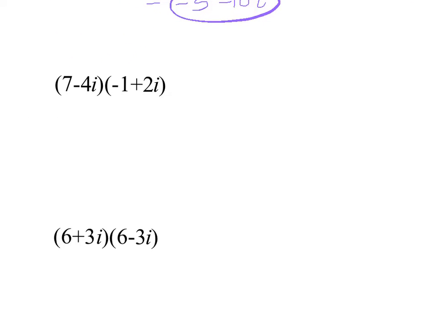Now, you are going to have times where you have a complex times a complex like this. And so in order to do this, we're going to use the box to help us multiply. Alright, so we set up the box. Remember, these go on the outside because our answers will be on the inside. So we have 7 minus 4i, and then we have negative 1 plus 2i. And we go through working out the box just like you normally would.